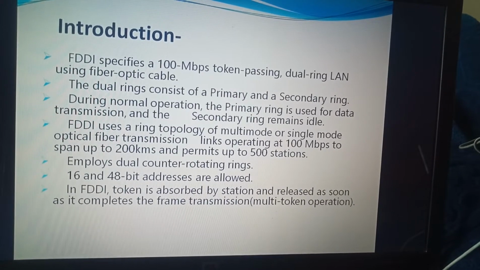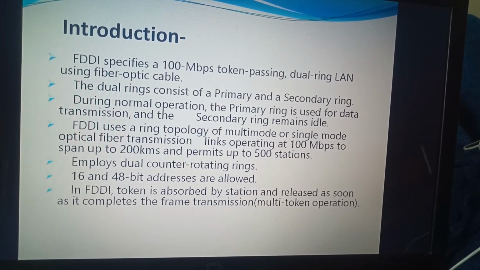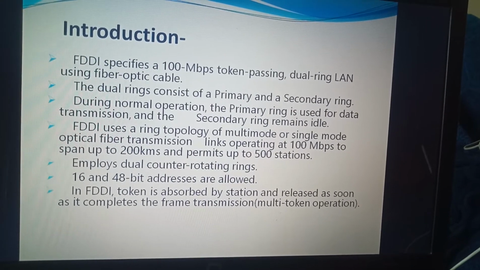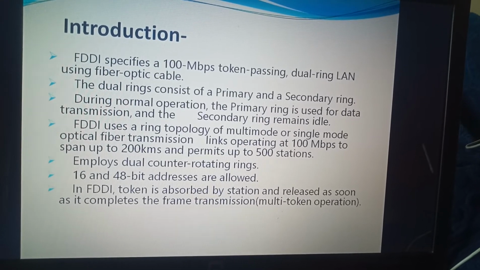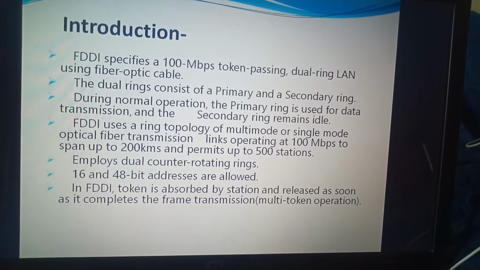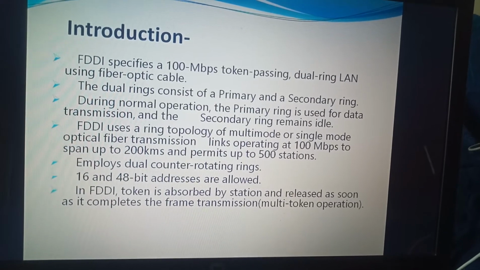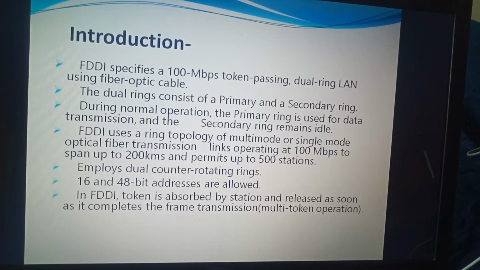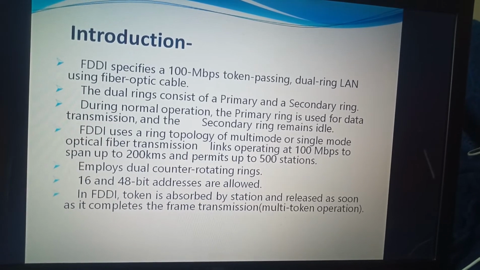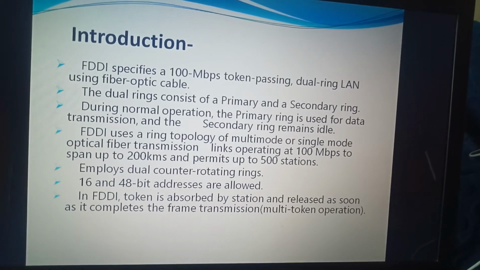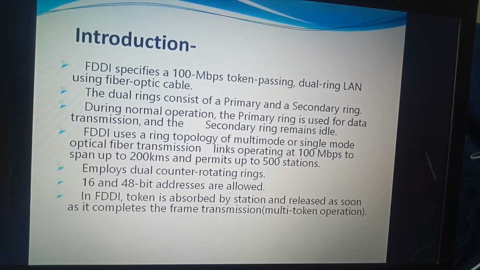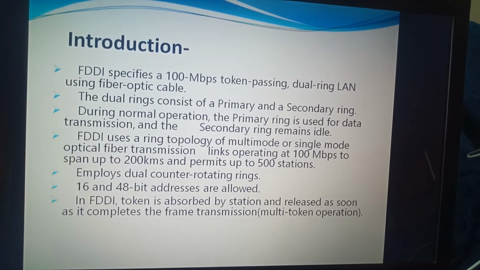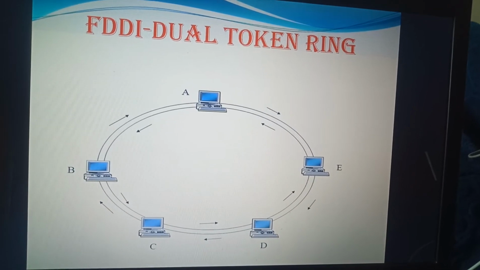FDDI uses a ring topology of multi-mode or single-mode optical fiber transmission links operating at 100 Mbps to span up to 200 kilometers and permits up to 500 stations. It employs dual counter rotating rings. 16 and 48-bit addresses are allowed. An FDDI token is absorbed by a station and released as soon as it completes the frame transmission. Means when the station completes its transmission of data, the station releases that token.